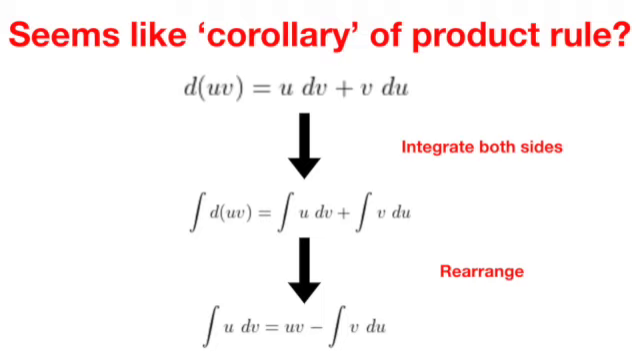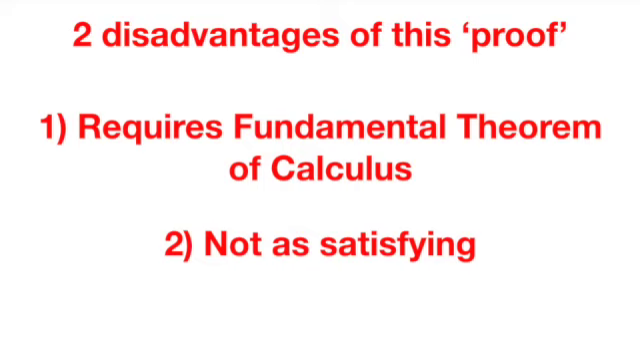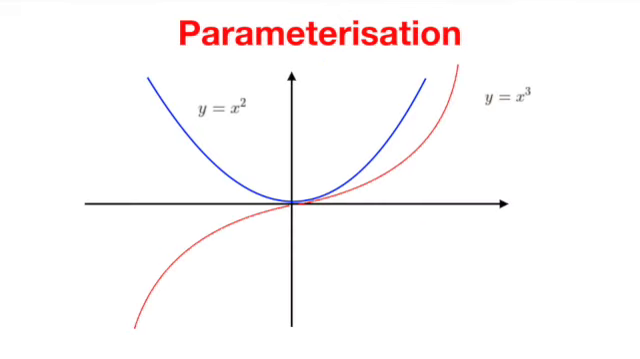While loosely speaking, this is correct, it feels somewhat unsatisfying. In particular, we use the fact that integration is an antiderivative, which requires the Fundamental Theorem of Calculus. The proof we present below requires no such assumption, and as you will see, is purely geometric and deeply satisfying. Before we take a look at the proof, let me introduce the concept of parameterisation.